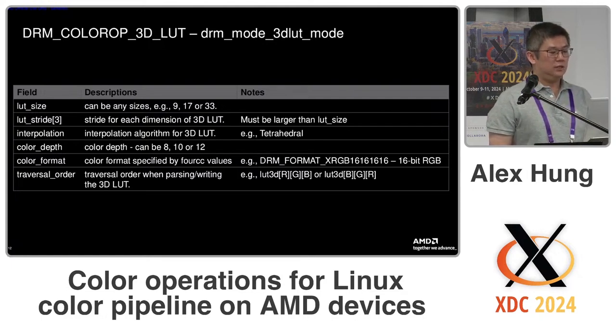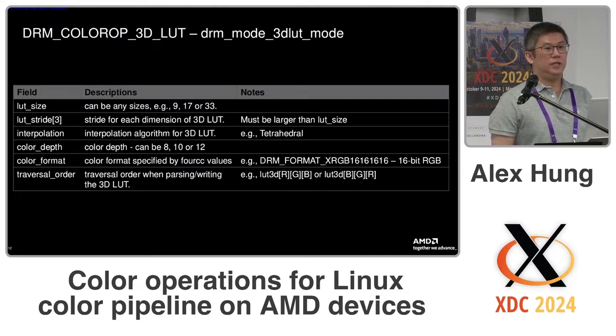And the color format is specified by the 4CC values. So it can be, for example, XRGB16 or XBGR16. And this, of course, also depends on the color depth above. So if you are using 8 bits, you can just use XRGB8.